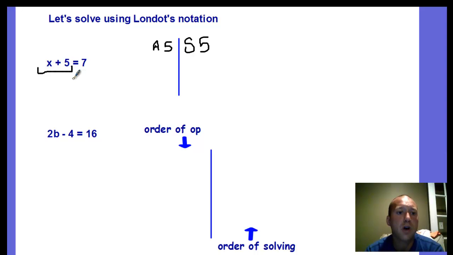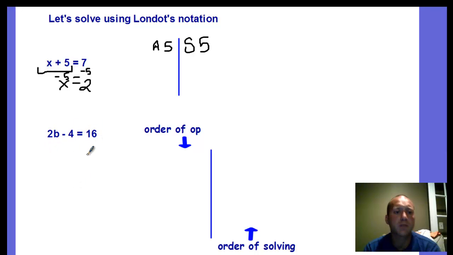Now when you are solving, you want to have the equal sign column vertically lined up with the other equal signs. The left-hand side and the right-hand side, you're going to stay underneath it, and you kind of funnel the problem down. So we're going to subtract 5 from both sides. Then we're going to have x equals 7 minus 5, which is 2.